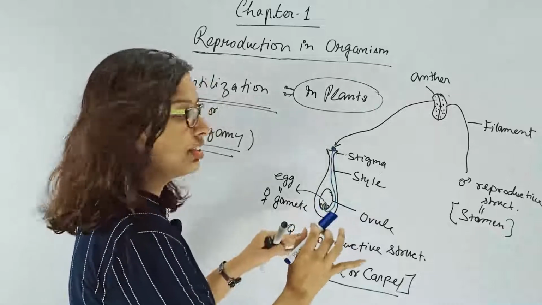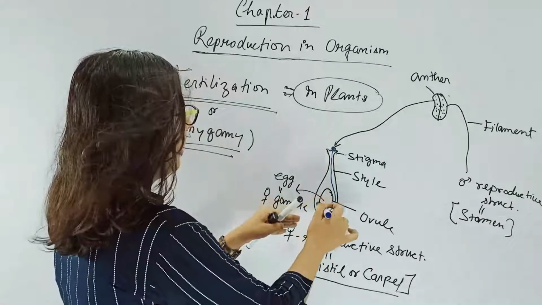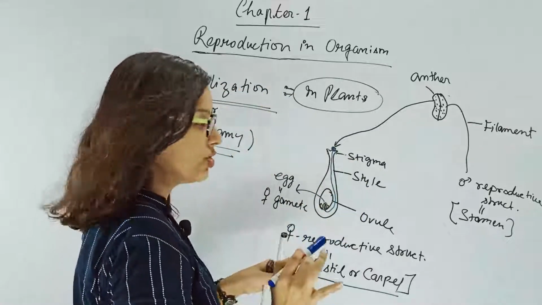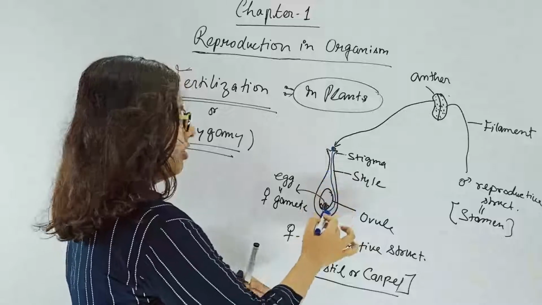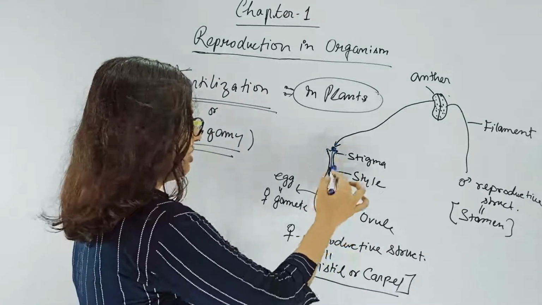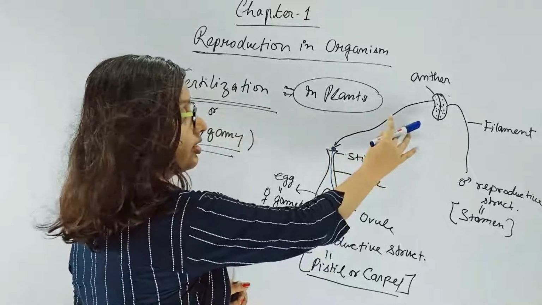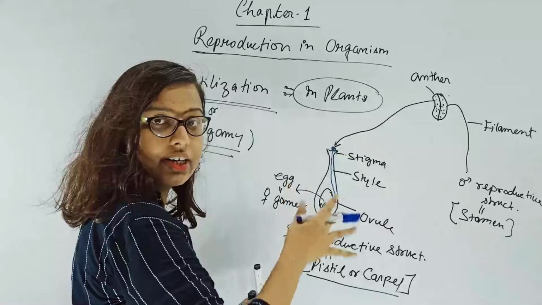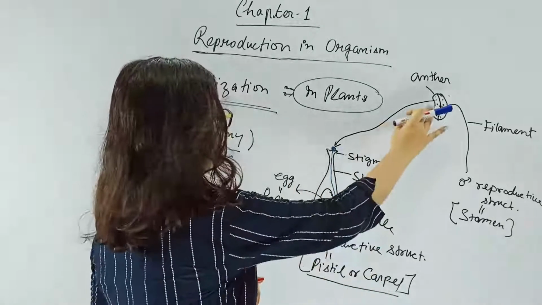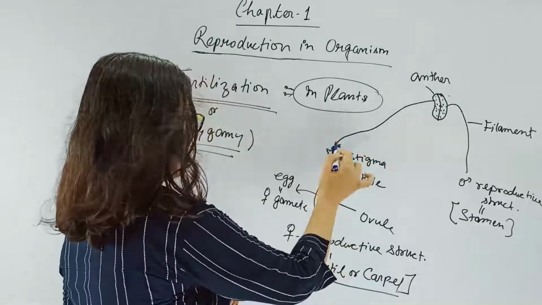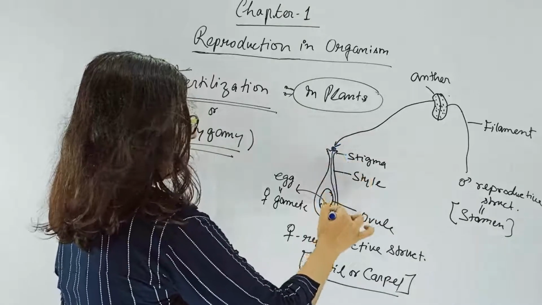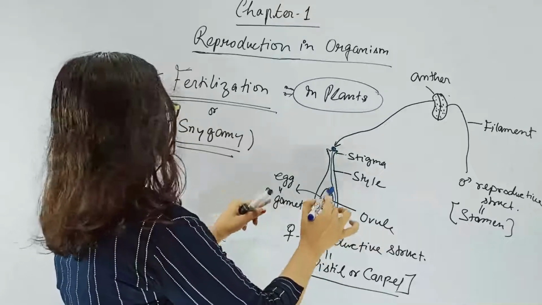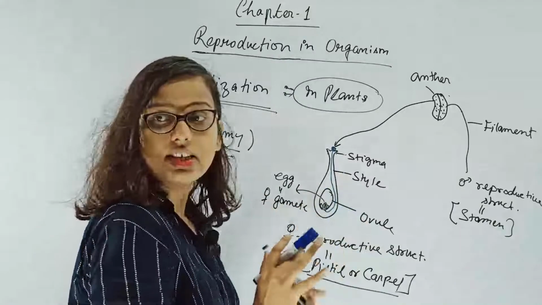So here my purpose is only to explain to you how the fertilization takes place in case of angiosperms or the higher plants. In case of angiosperms, the fertilization happens like this. There is gamete transfer through pollination, and now the male gamete has approached here. This male gamete will fuse with a female gamete. Now we can say that the fertilization has happened.